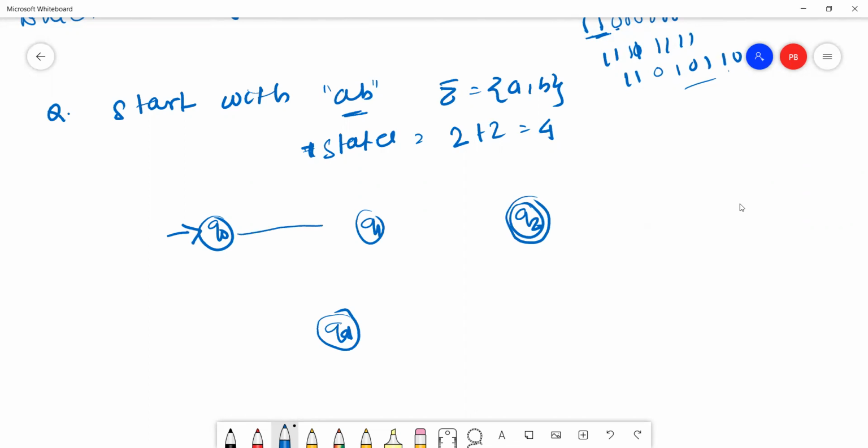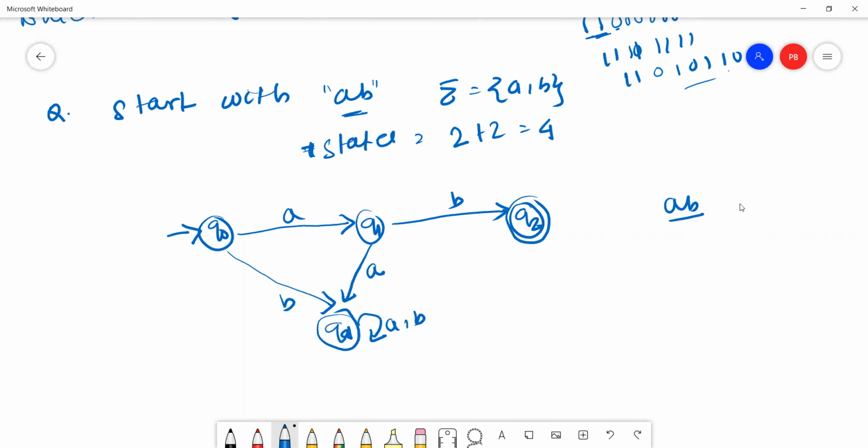Start with AB. Just simply draw the minimum length transitions A, B. Every string must start with AB. So if it starts with B, it goes to the dead state. The dead state is a non-final state which has self loops on all inputs. Q1 already reads B. If it starts with A, it goes to the dead state.